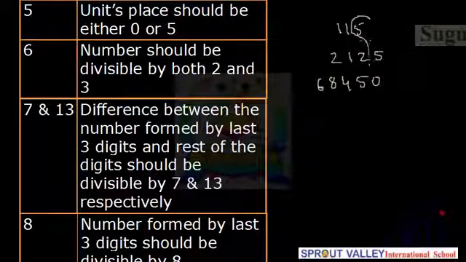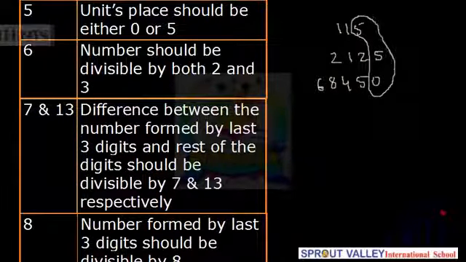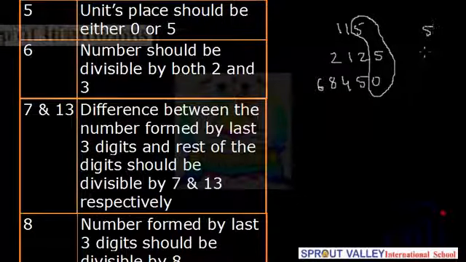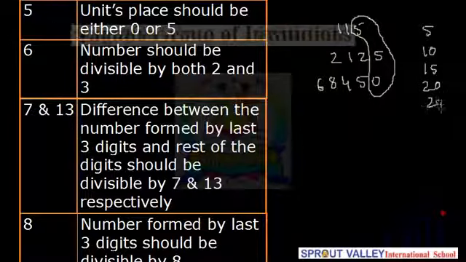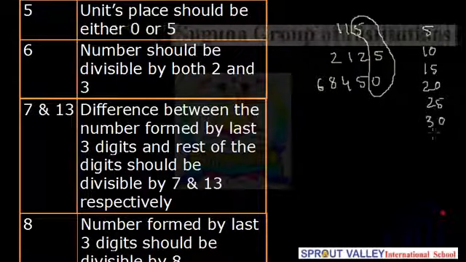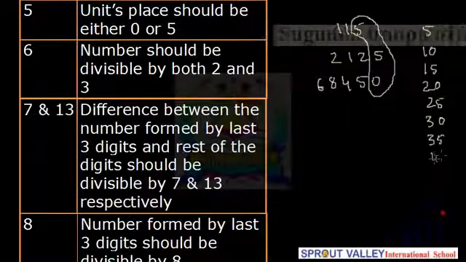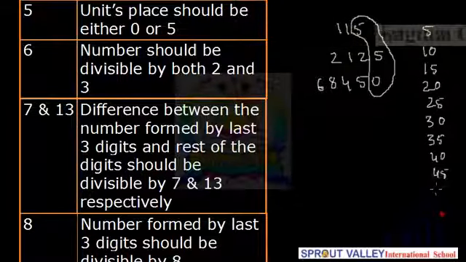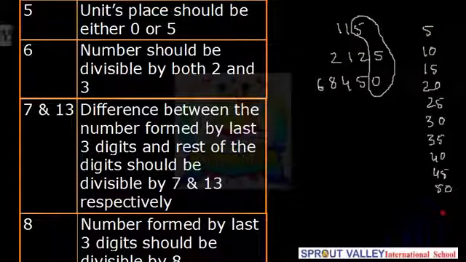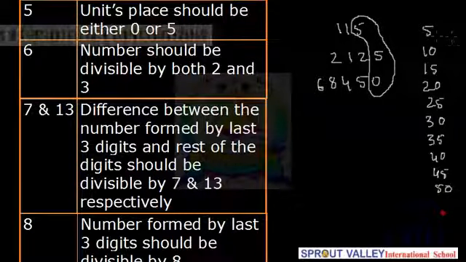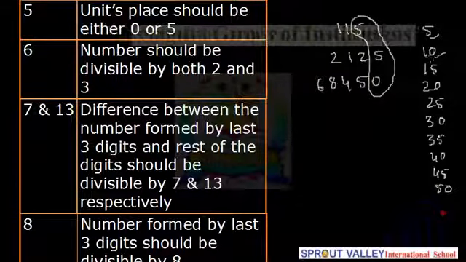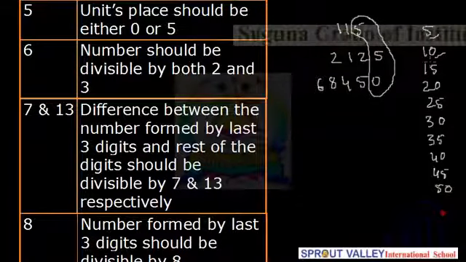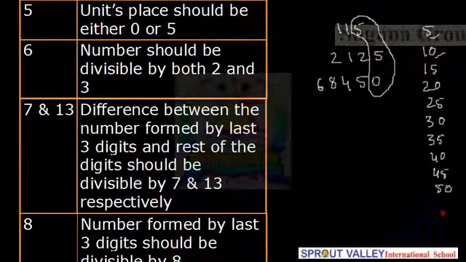And the logic for this divisibility rule comes from the table of 5. What is the table of 5? 5 1s are 5, 5 2s are 10, 15, 20, 25, 30, 35, 40, 45, 50, right? If you see all these numbers carefully, in the units place, we have either 5 or 0. So this was the divisibility rule of 5, and I think it's very simple. So we need not talk much about this.